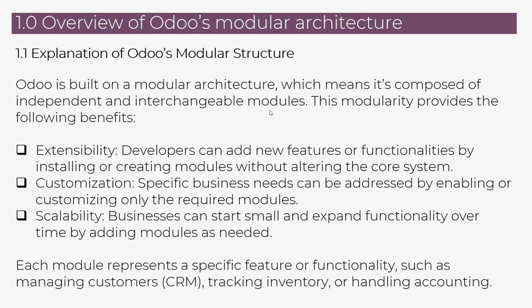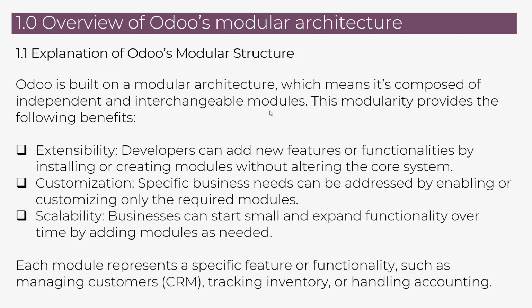So the first subtopic we're going to cover is overview of the Odoo's modular architecture. So Odoo is built on a modular architecture, which means it's composed of independent and interchangeable modules. This modularity provides the following benefits: extensibility, so developers can add new features or functionalities by installing or creating modules without altering the core system. Customization, so specific business needs can be addressed by enabling or customizing only the required modules. Scalability, businesses can start small and expand functionality over time by adding modules as needed.